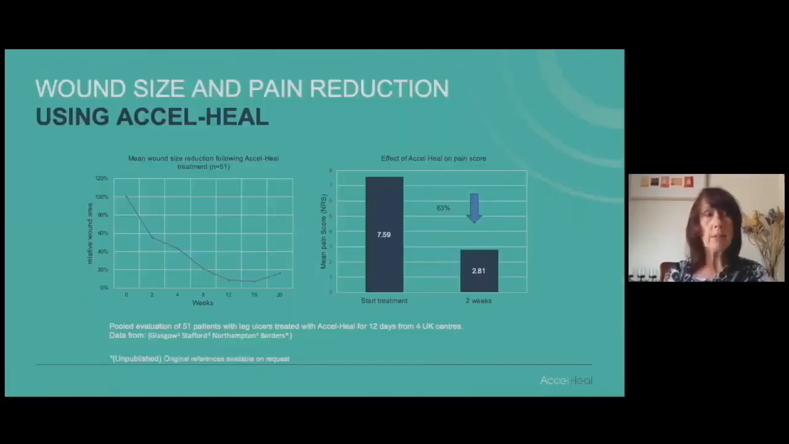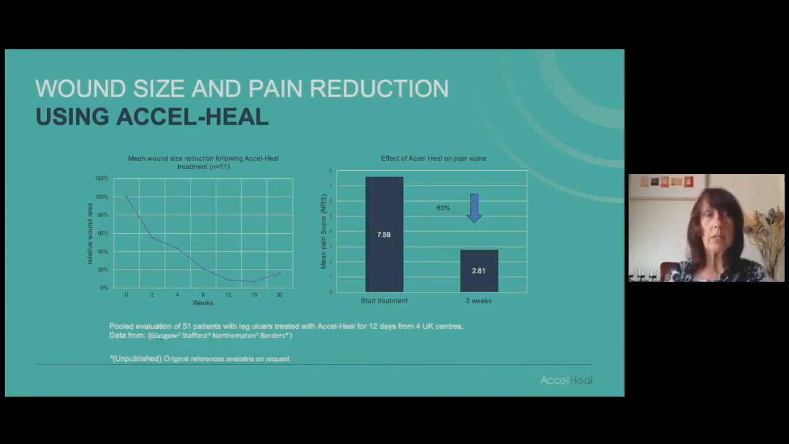So this slide is demonstrating data pulled from evaluations undertaken in 4 UK centres on 51 patients with venous leg ulcers. And these patients had all previously been having compression therapy, but had no response to this. It demonstrates a significant reduction in wound size over the 20-week period, with a 91% reduction in wound size noted at 12 weeks, when 50% of them were noted to be healed. And by the 20-week period, just under 83% of those wounds were healed.